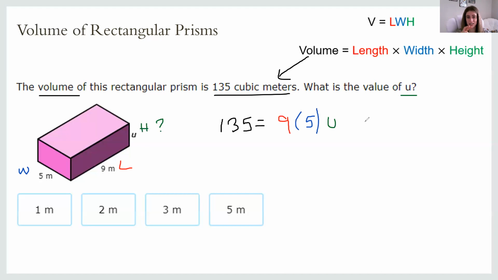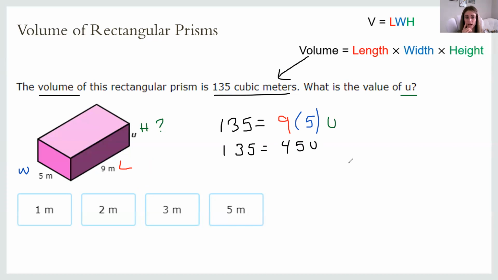9 times 5, I need to do that multiplication first. So 135 is equal to 9 times 5, which is 45u. Now we have a one-step equation. What can we do to solve for u? What can we do to get u by itself?